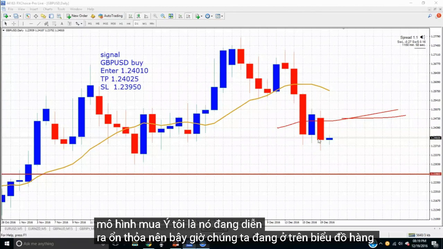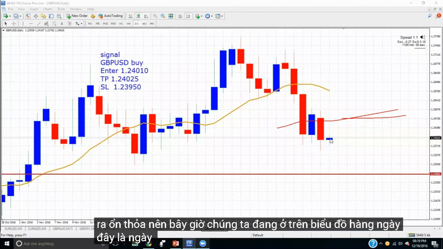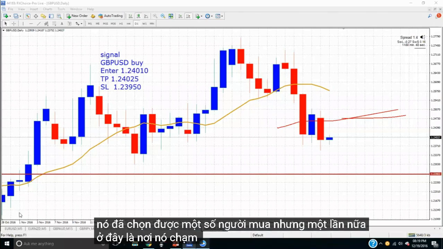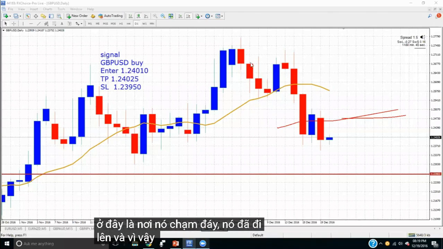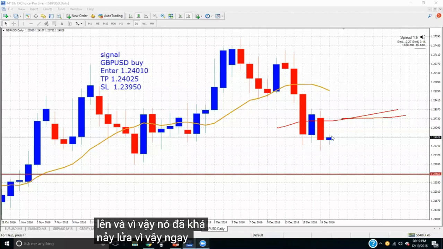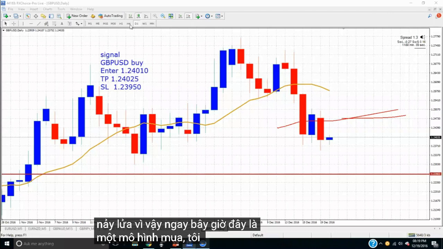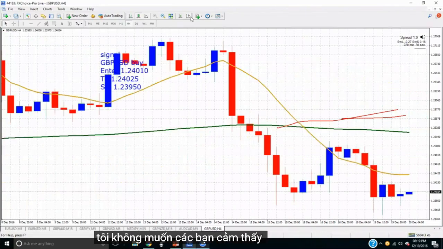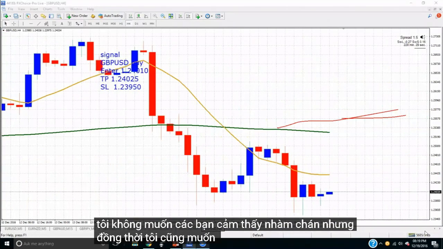Okay, so now we're on the daily chart. This is today, and it looks like it has picked up some buyers. But again, over here is where it hit bottom. It went up, and so it's been kind of bouncing around. So right now, this is in a buy pattern. I'm going to move this a little bit faster. I don't want you guys to get bored, but at the same time, I want you guys to get it.